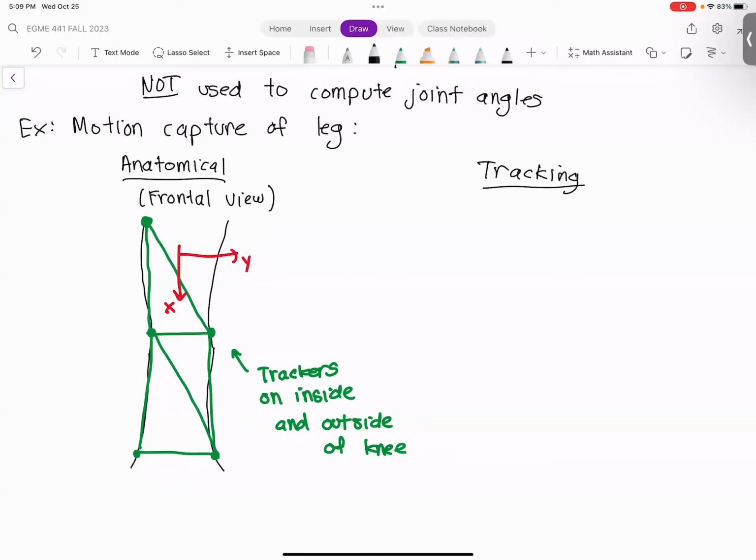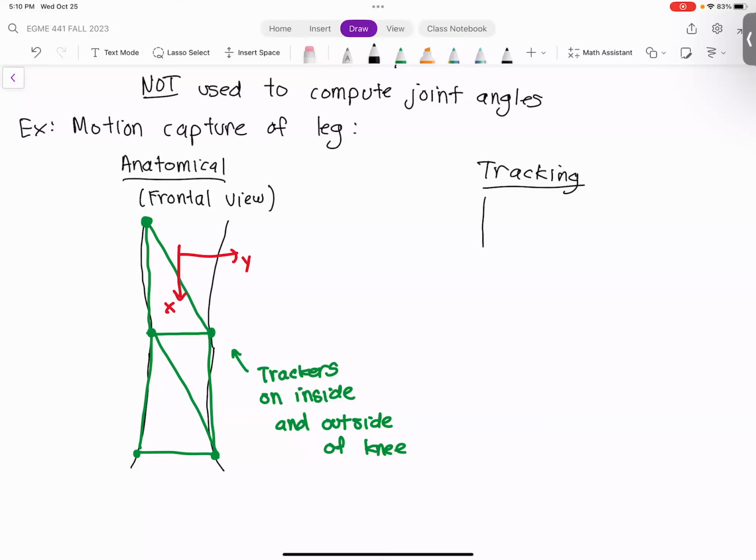Okay. But these may not be easy to track, especially the markers that have to be placed on the inside of your body. Those may not be that easy to track, because you may have your other body part covering it, or maybe turned away from the camera. Okay. And so the anatomical view might be difficult to track.